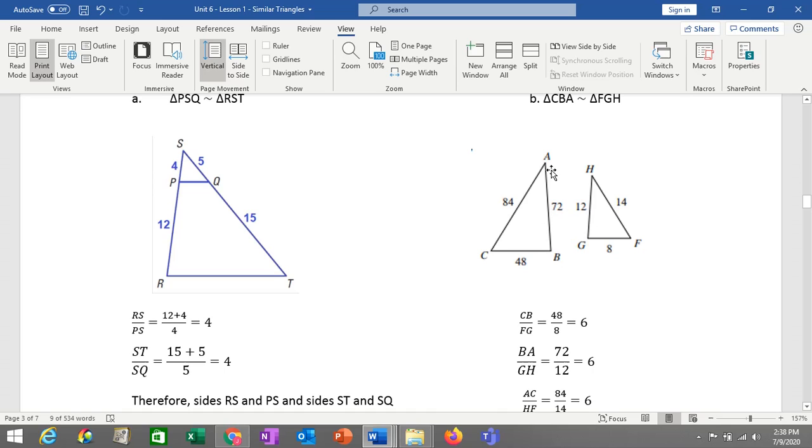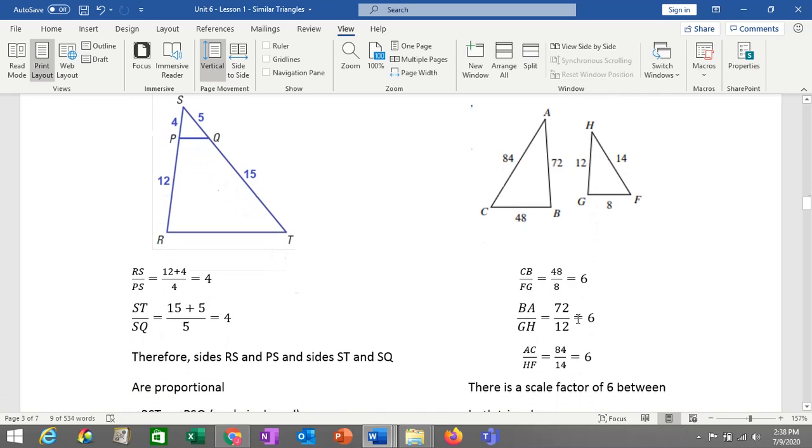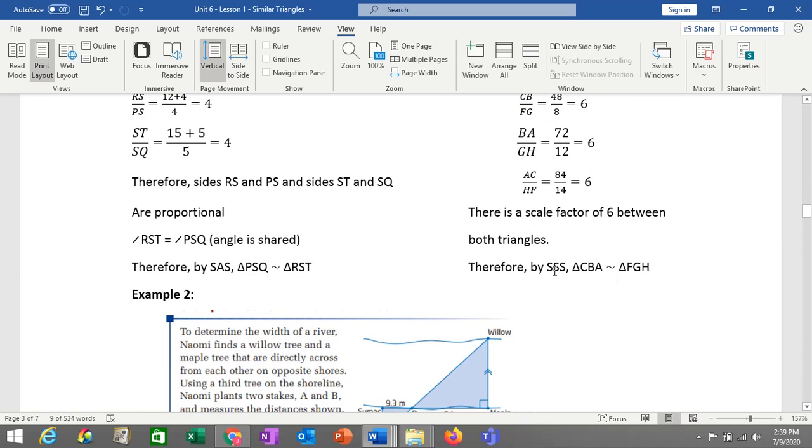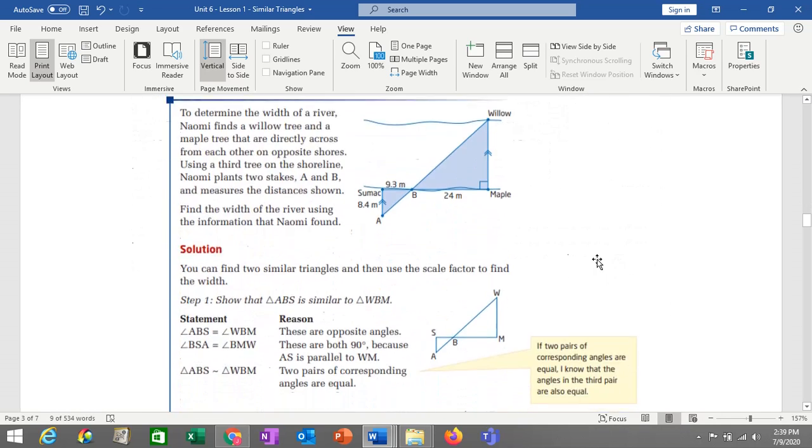So we have side BA. Remember that goes with GH, right? BA and GH are corresponding sides. So 72 divided by 12 is actually 6. So that's looking good so far. And then AC, which is 84, divided by HF, which is 14. 84 divided by 14 is 6. So we have a consistent factor. If you blow up any side on this triangle by 6, you get a side on this triangle. So 6 is your scale factor, and these triangles are similar by SSS. Okay?